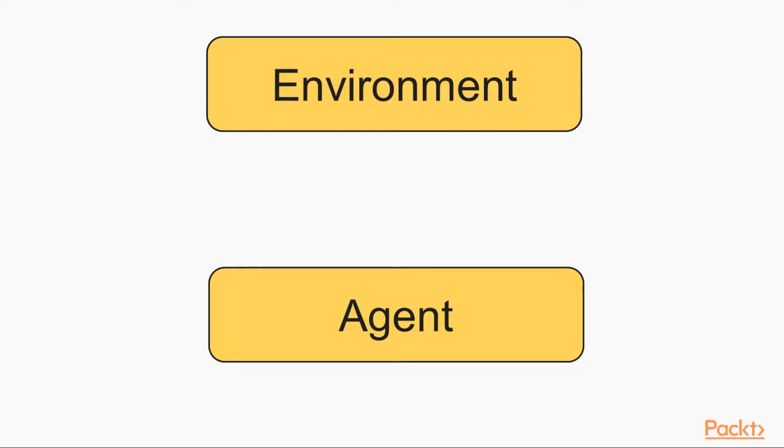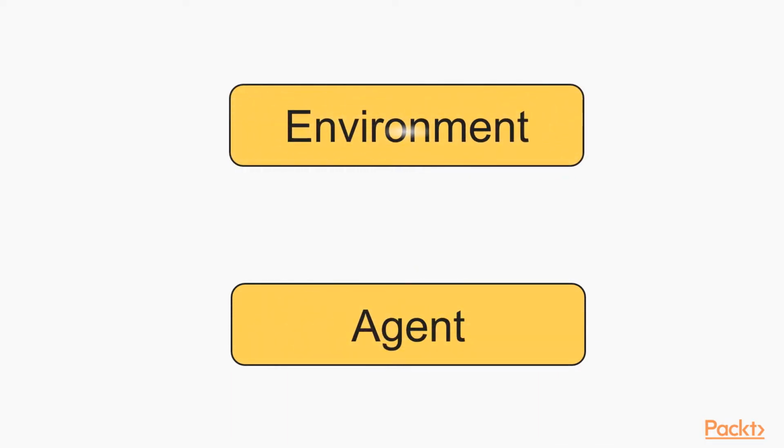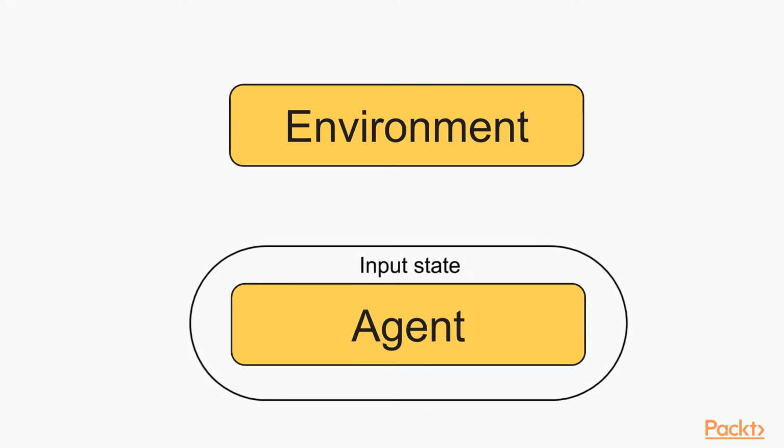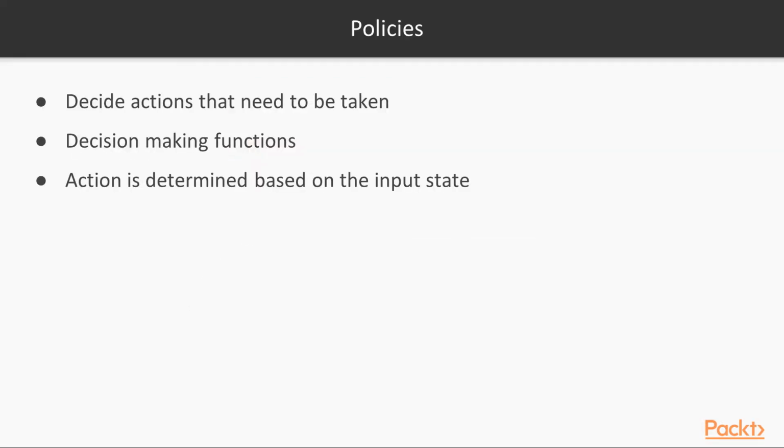Now that we've seen a few examples, let's dig into the building blocks of a reinforcement learning system. Apart from the interaction between the agent and the environment, there are other factors at play here. A typical reinforcement learning agent goes through the same steps. There is a set of states related to the agent and the environment. At a given point of time, the agent observes an input state to sense the environment. There are policies that govern what action needs to be taken. These policies act as decision-making functions. The action is determined based upon the input state using these policies.